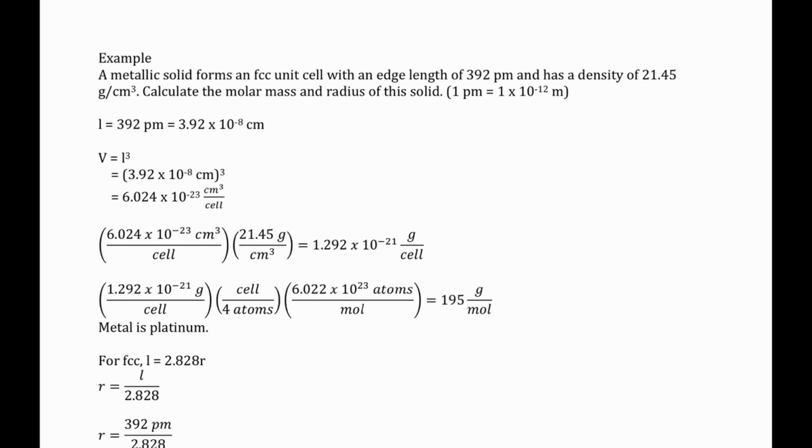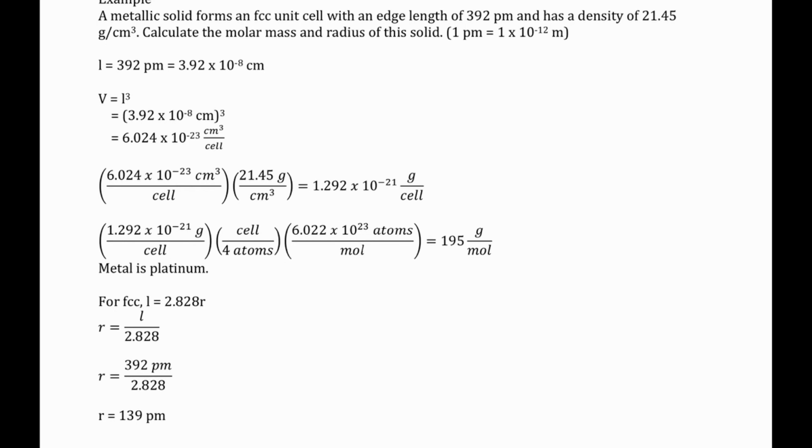Okay, so we take our 1.292 times 10 to the minus 21 grams per cell, and we multiply by one cell is 4 atoms, because that's what we have with FCC, and that's what we're told is our unit cell for this problem. Cell cancels out, and then we multiply by Avogadro's number, because then atoms cancels out. So times 6.022 times 10 to the 23rd atoms per mole, and we get the value 195 grams per mole. Turns out that that matches pretty well with platinum.